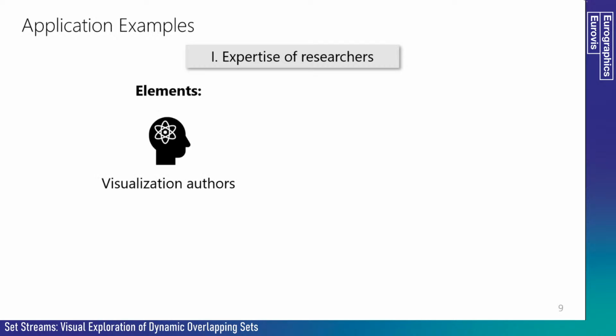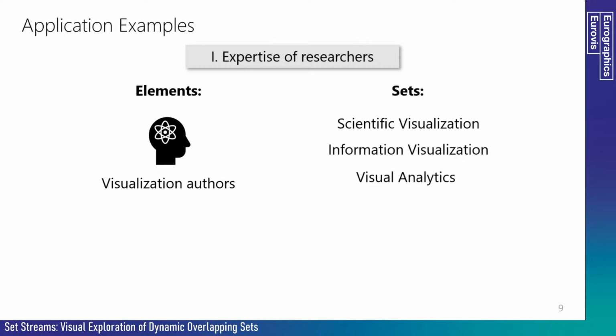To demonstrate how to work with the approach and tool, I want to showcase an application example. It investigates how the expertise of researchers from a community evolves with respect to different subfields. We take the main authors of the visualization community as a sample. They form the elements. Now we want to learn how they shift their focus between the subfields of scientific visualization, information visualization, and visual analytics. The subfields hence represent the sets.